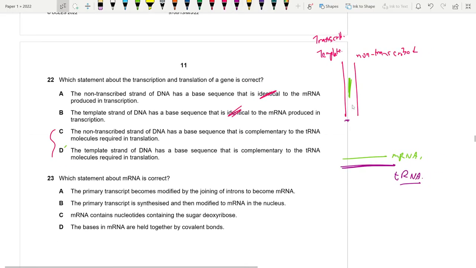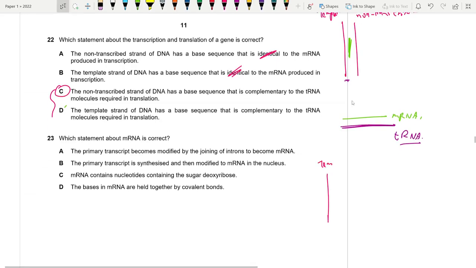So I'll help you. For example, the non-transcribed strand of DNA has a base sequence that is complementary to the tRNA molecules required in translation. This is absolutely correct. The answer is C. Because think about it, check this. For example, if this is the template strand, what if it was A, T, C, G, G? This is the non-transcribed strand. It should be T, A, G, C, C.